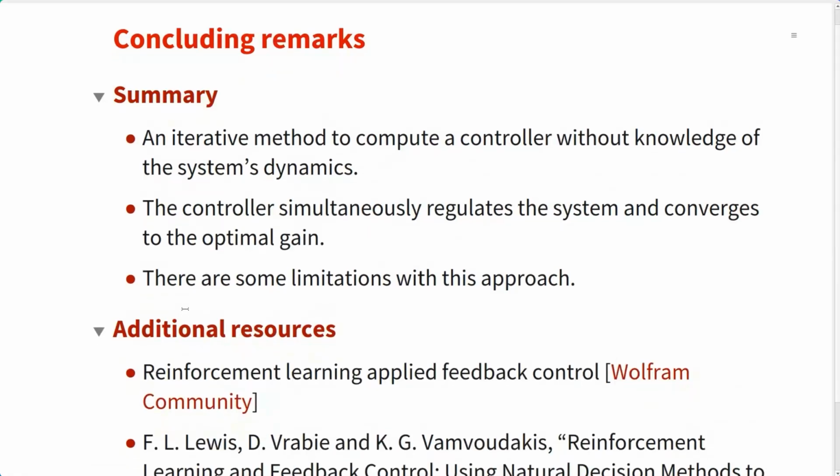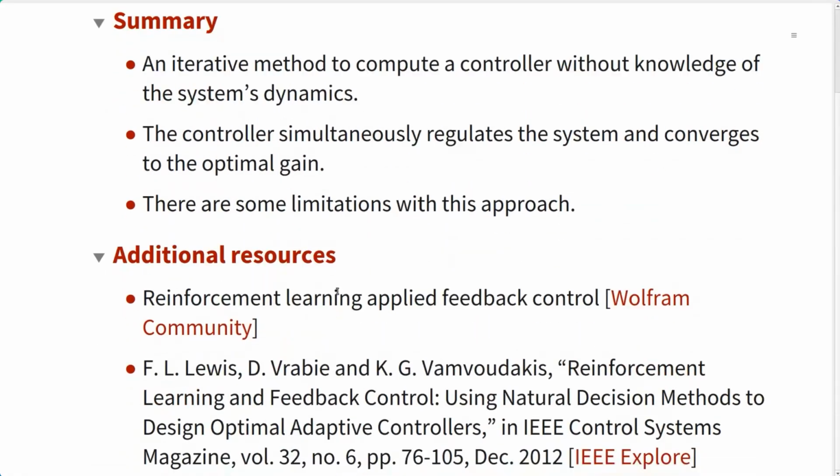There are some additional resources too, and this is a community post I wrote about this.